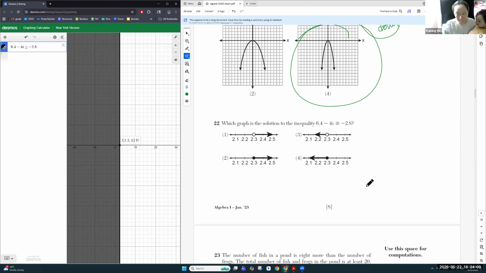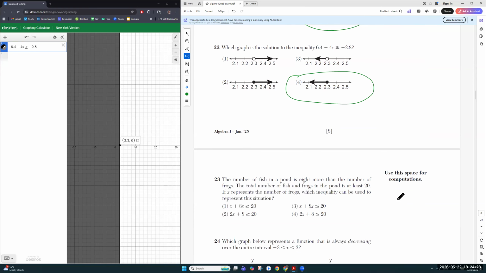So which one's the answer in here? Is it 3? No, it's 4, because it shades everything on the left and has a solid dot. So that's how Desmos is literally giving you the answer to the multiple choice, okay? It's like a cheating thingy, but they give it to you anyway, so that's good.